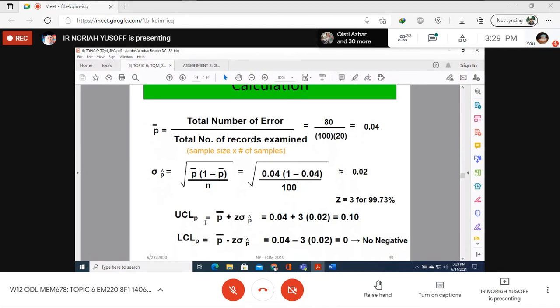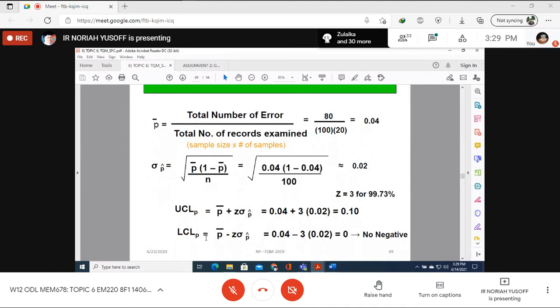Since the z value in this case is 3, substitute again into the formula to calculate the upper control limit. The p bar, you plus z multiplied with the sigma of p bar. So you get 0.04 plus 3 multiplied with 0.02. So you will get 0.1.